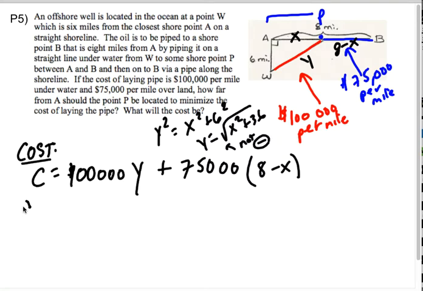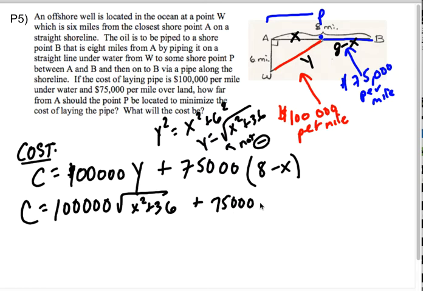So I'm going to rewrite this so that my cost is 100,000 times the square root of x squared plus 36, plus, it's up to you. I think I'm just going to write this as 75,000 times 8, and I'm going to explain why in a second. But the short answer is I couldn't possibly care less right now because I'm about to differentiate, and that whole constant's going to go away.